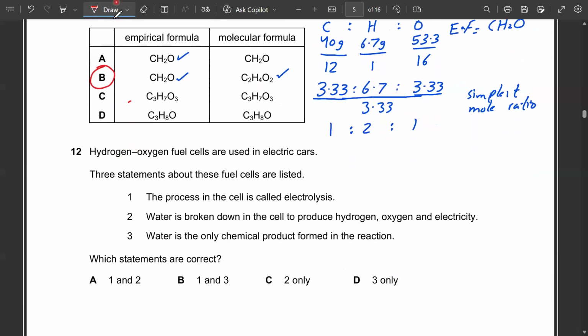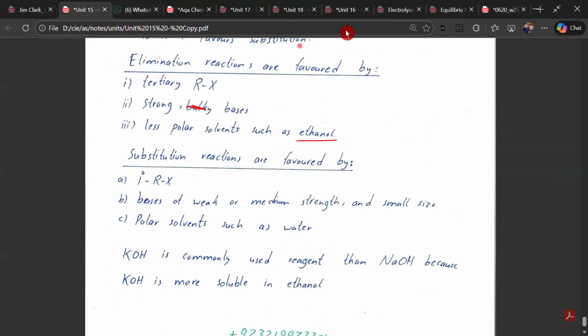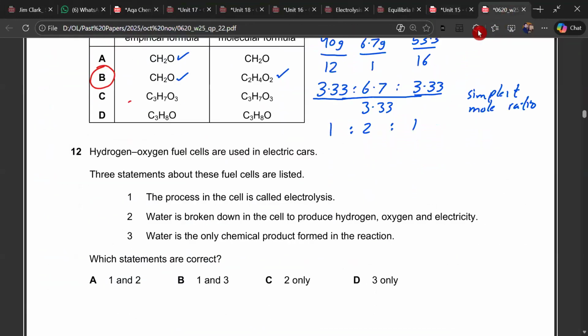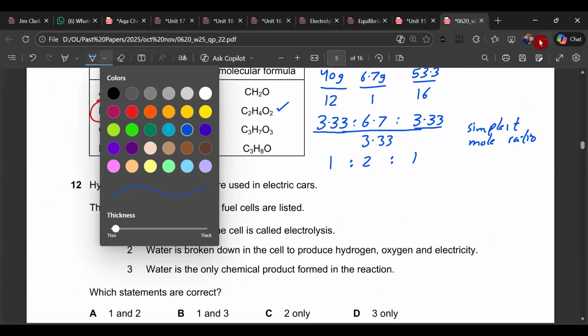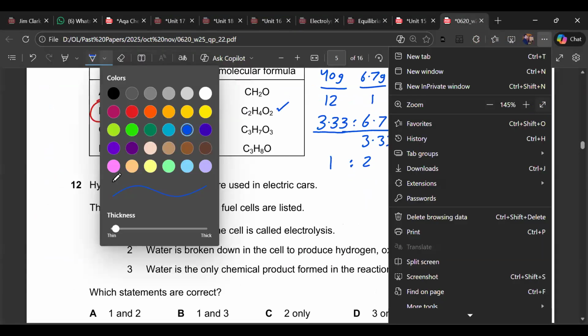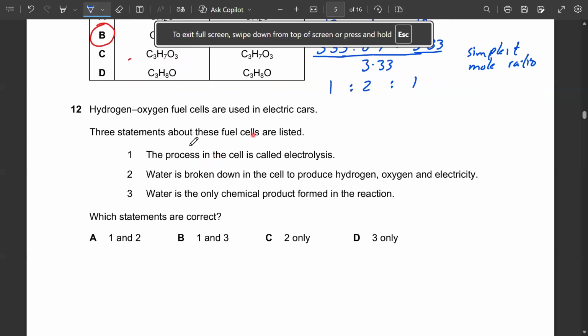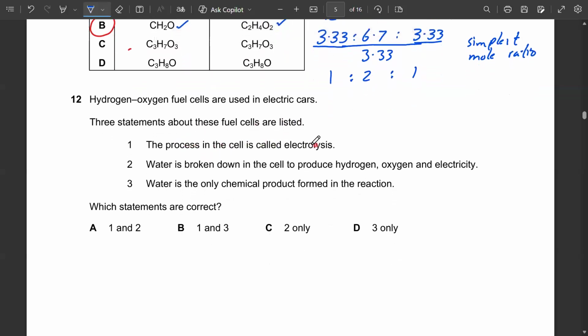Then question number 12. Hydrogen oxygen fuel cells are used in electric cars. Three statements about these fuels are listed. The process in the cell is called electrolysis. Which statements are correct? So, the process in the cell is called electrolysis.